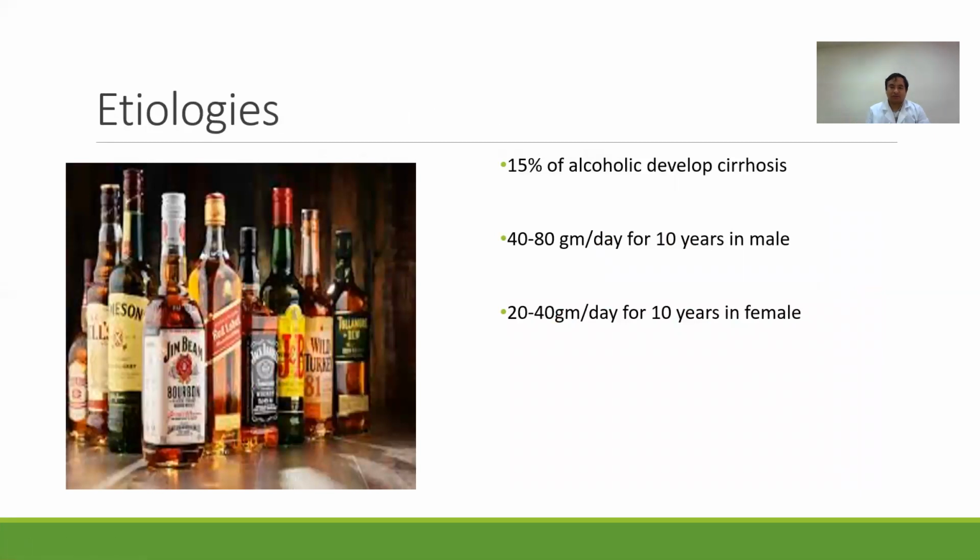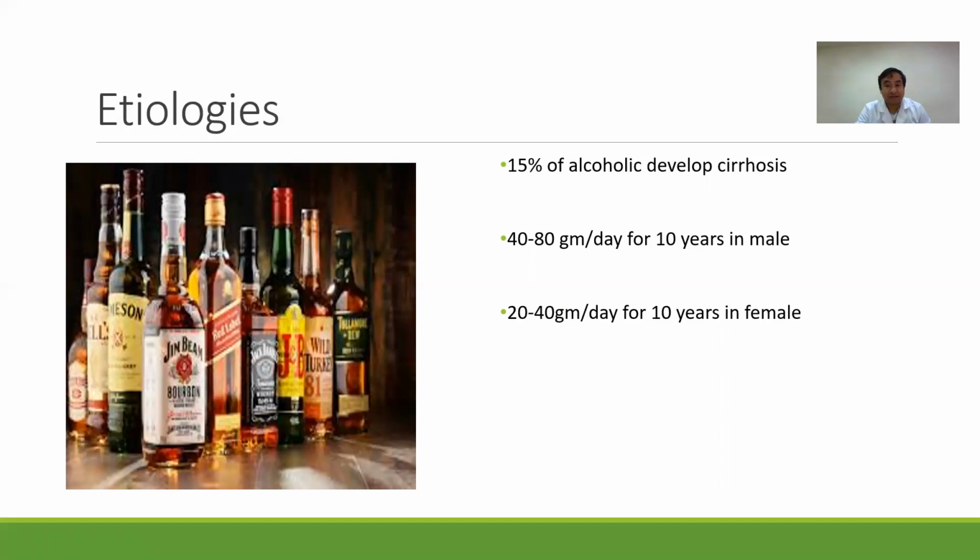Then what are the causes of cirrhosis? Let us go one by one. The most important cause in the current scenario of our country is alcohol. We take alcohol for different reasons, but alcohol can cause chronic liver disease. All the alcoholic people will not develop cirrhosis. You have to remember this fact. Only 15% of the alcoholics will develop cirrhosis.